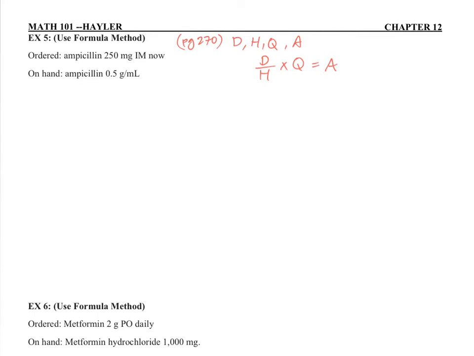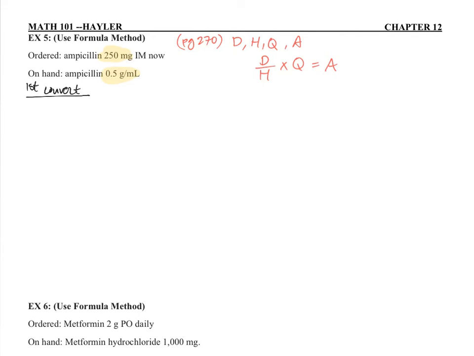Alright, so let's take a look at our problem. I'm going to say that's ampicillin. I'm sorry, I don't quite know how to say that. So we're ordered ampicillin, 250 milligrams, and then we have on hand 0.5 grams. As usual, first off, we're going to check: are they in the same units? If not, we're going to have to convert. They are not in the same units. This is grams and that's milligrams. So we're going to have to do that first step to convert.